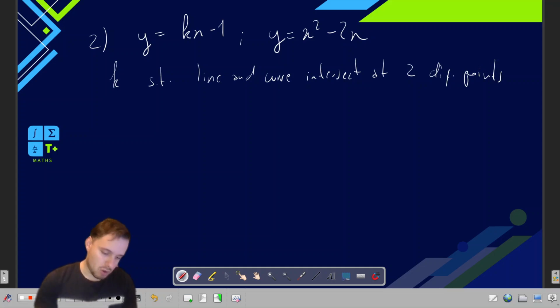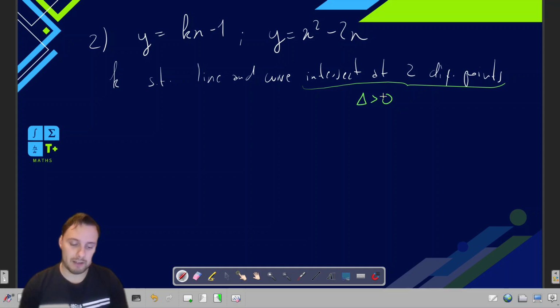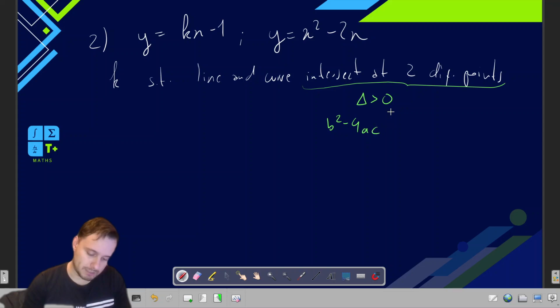So again, what does it mean to intersect at two different points? This means that my discriminant is positive, because, as we were mentioning earlier, to have an intersection at two different points, my discriminant must be positive. But which discriminant? Remember that my discriminant is b squared minus 4 times a times c, but I don't have this just yet. I need to build it. How am I going to build it?